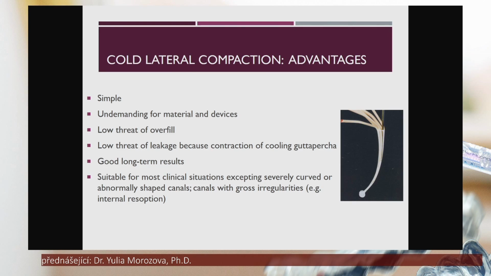So, cold lateral compaction. This is a relatively simple method, and it's undemanding for material and devices. In this case, there is a low threat of overfilling of the root canal. It has a low threat of leakage because of the contraction of cooling gutta-percha. This method has been used for a really long time, so it has good long-term results and is suitable for most clinical situations, with the exception of some severely curved or abnormally shaped canals with irregularities, like for example internal resorption.